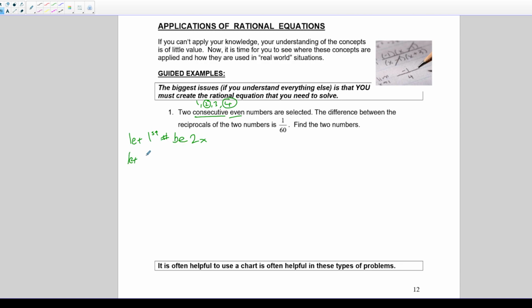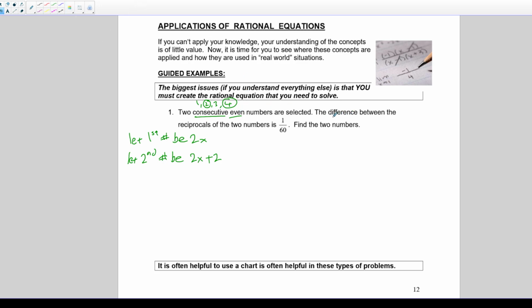We're going to let the second number be 2x plus 2. So we're going to make sure that our next number, we're just going to add 2, because we're already at one even number. To get to the next even number, we're just going to add 2. So going from there, we're going to move on to the next section.